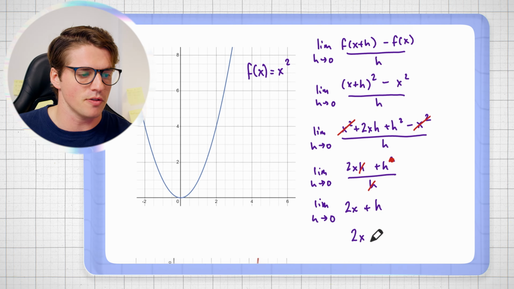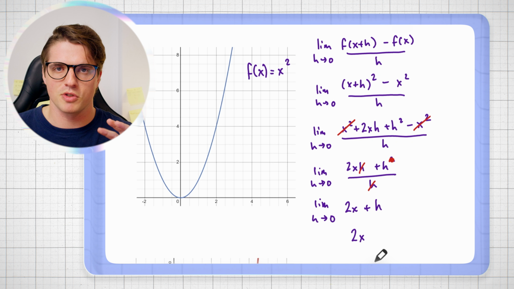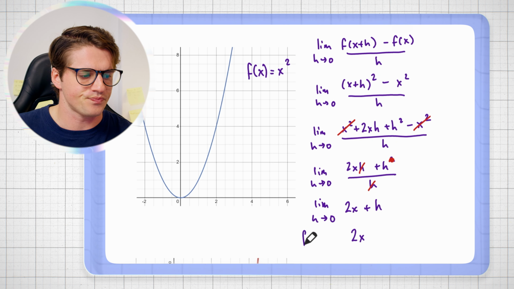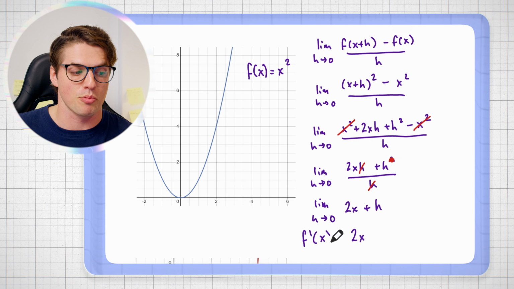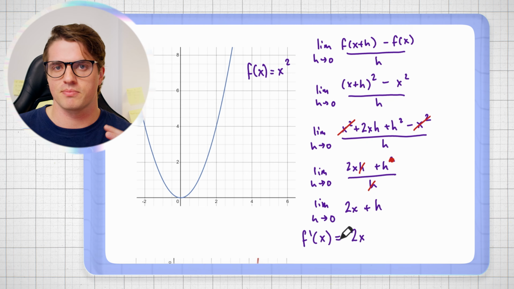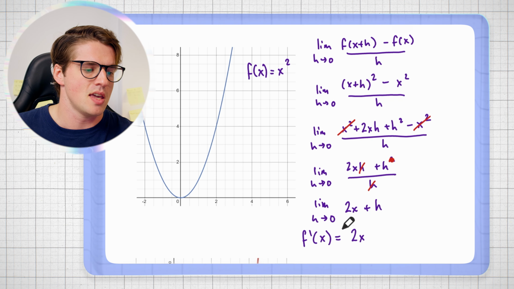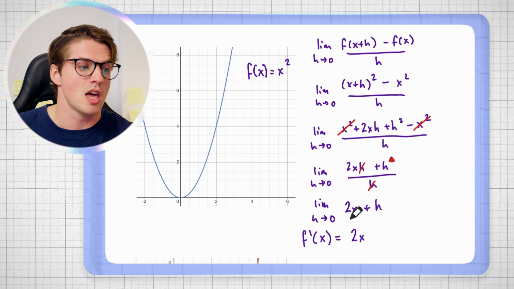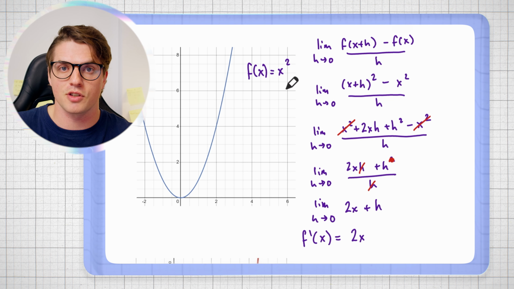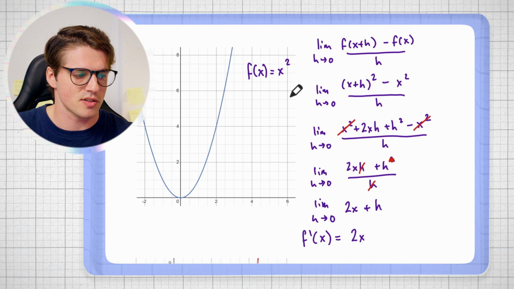And so our derivative, which we'll talk about the notation a little bit later, we call f prime of x. That's how we denote a derivative. One way that we denote a derivative is 2x. The derivative of this function, x squared, is 2x.